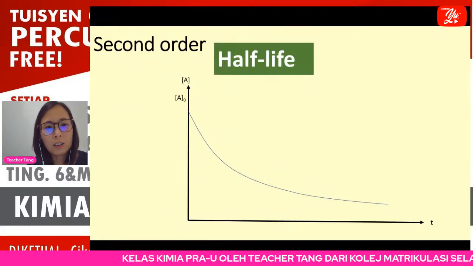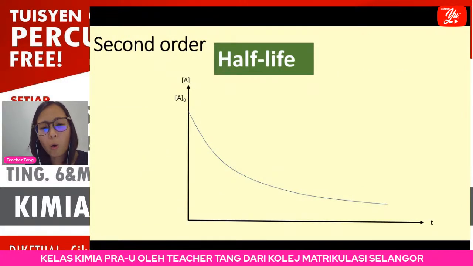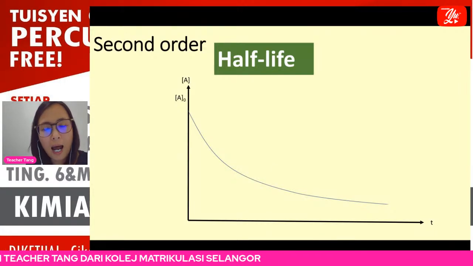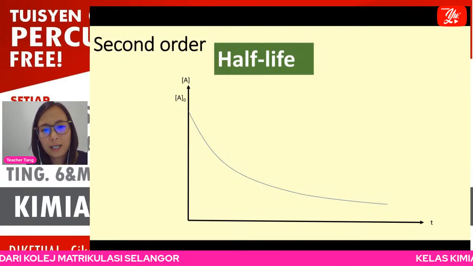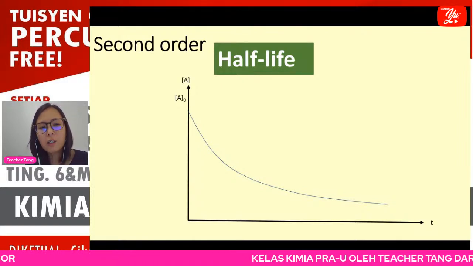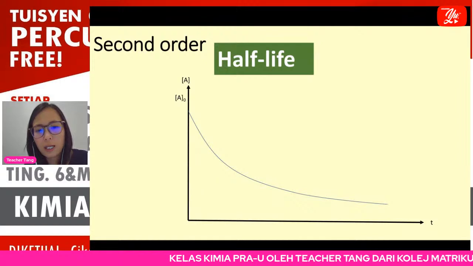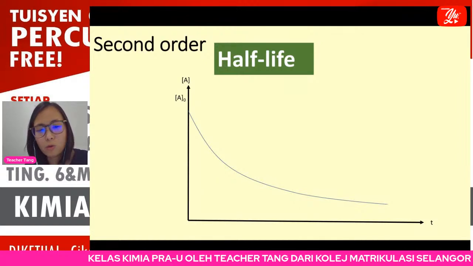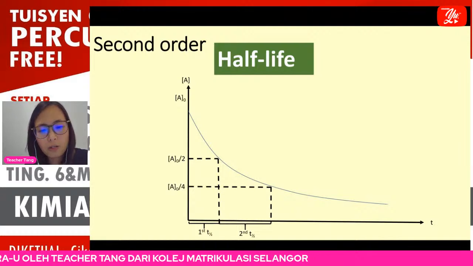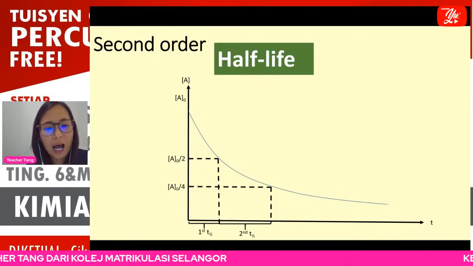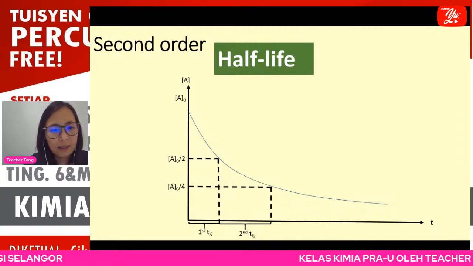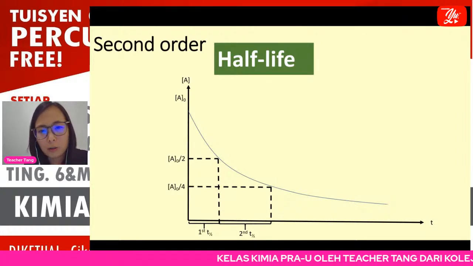For second order reaction, we can also plot the graph of concentration of reactant versus time to determine that the reaction is second order. After we have plotted the concentration versus time graph, what we need to do is determine the half-life. For the second order reaction, we can see that the half-life increases as the initial concentration decreases.